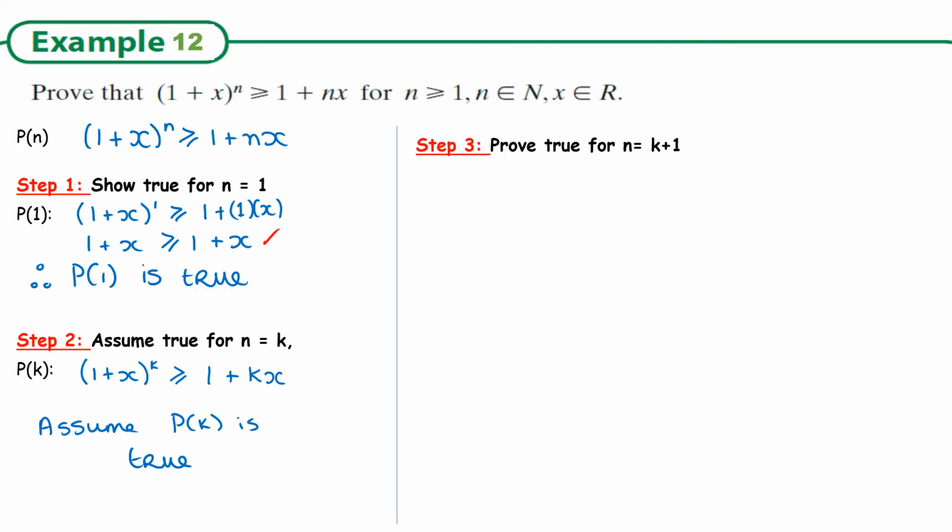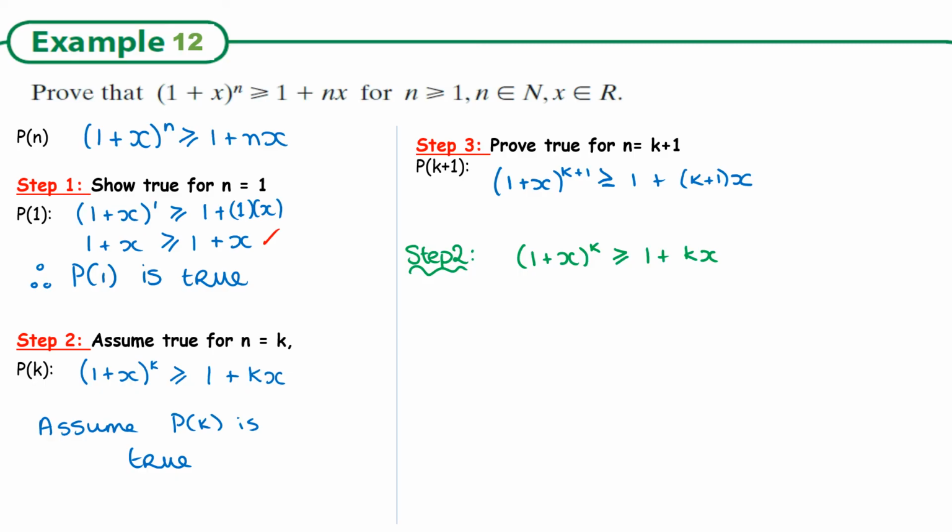Let's set up that proposition. We have (1 plus x) to the power of k plus 1 is equal to, oh sorry, that should be greater than or equal to, 1 plus (k plus 1) times x. Now that's what I want to prove. So what I do is I go to my step 2 and I take what we've already assumed to be true, which is (1 plus x) to the power of k is greater than or equal to 1 plus kx.